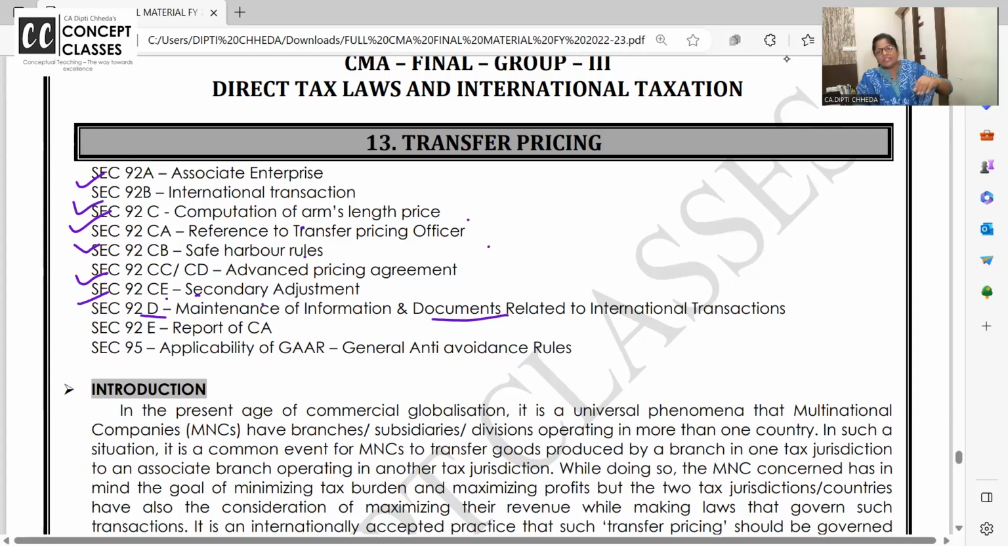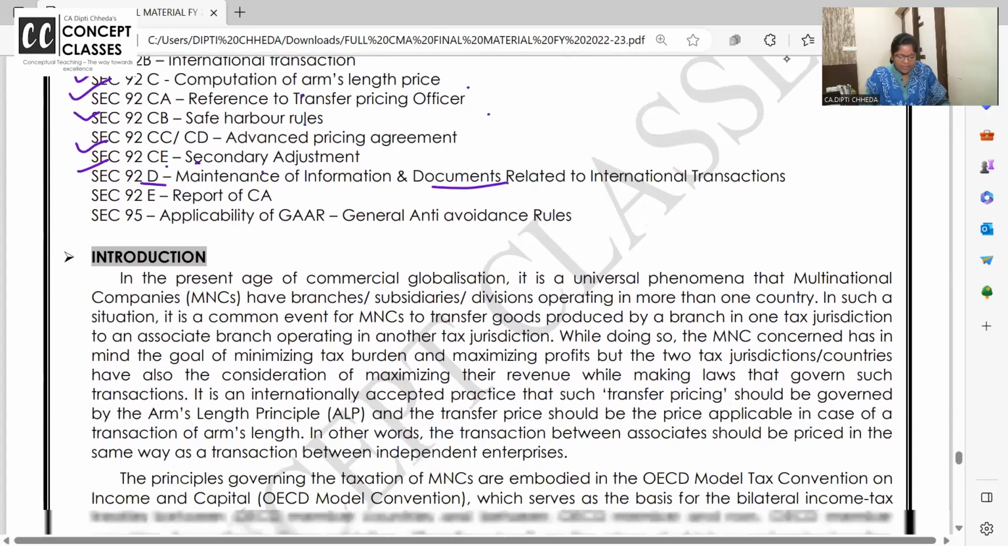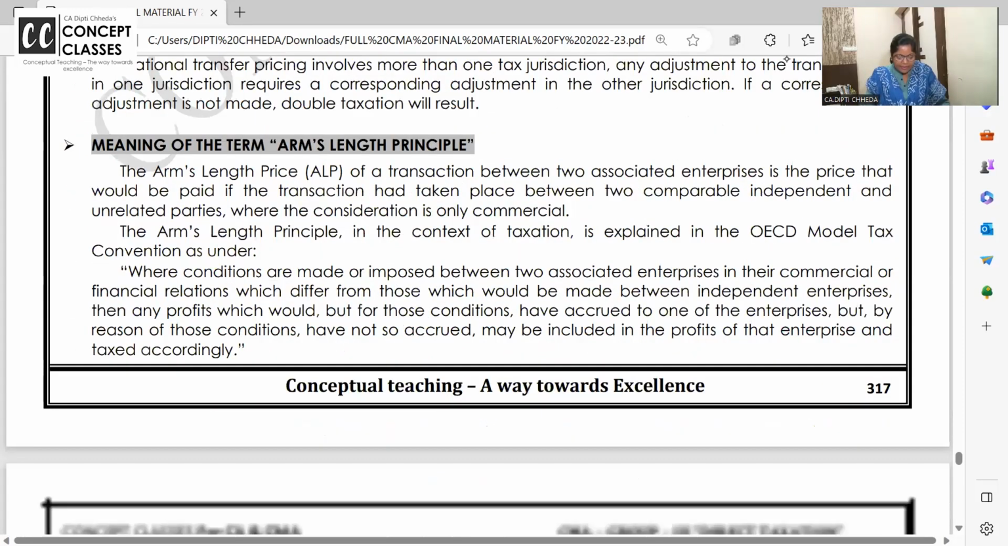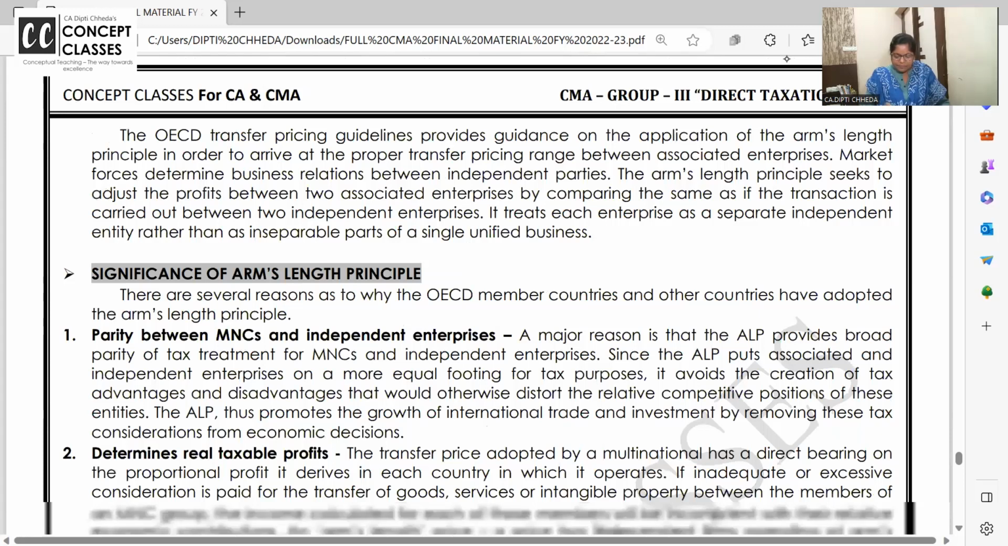What are the transactions which are not allowed, impermissible? They are all called GAAR. We will see that at the end. Okay? Right. So now let us see.